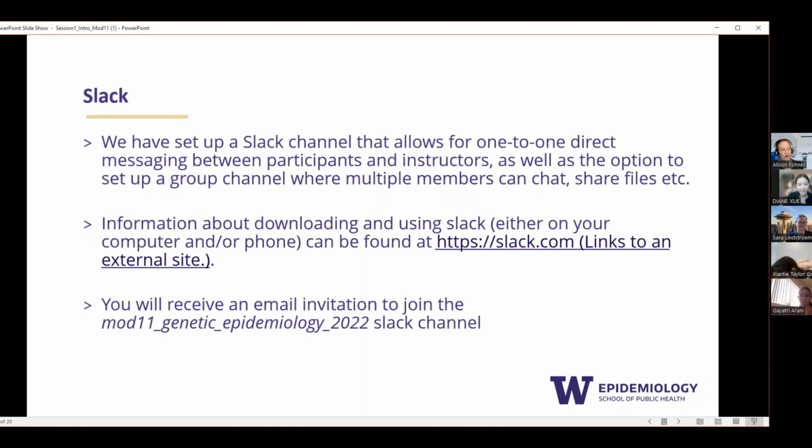Okay, you all should have gotten an email invitation to join the Module 11 Genetic Epidemiology 2022 Slack channel. The Slack channel offers an opportunity to, let's see, were you able to see those results? I think so. Okay. The Slack channel will allow for one-on-one direct messaging between participants and instructors, as well as opportunities to communicate with each other.